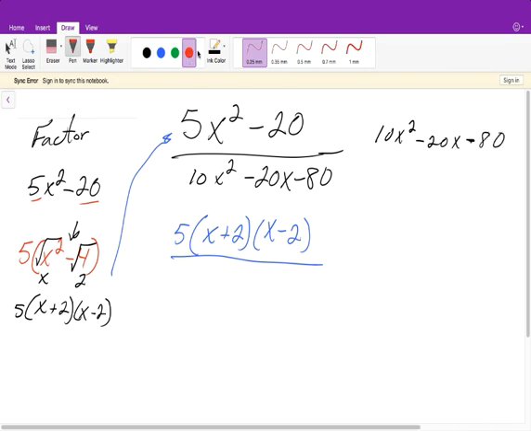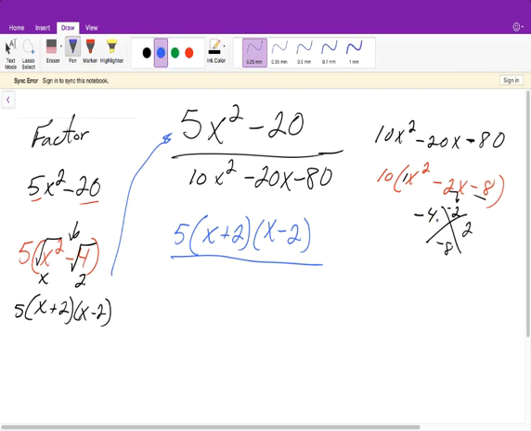So all of these numbers are divisible by 10, so we can factor out a 10. So x² - 2x - 8. Then we need to factor out this trinomial. So since we multiply our 1 and our negative 8, so it's negative 8, the negative 2 just drops. Numbers that multiply to negative 8 and have a difference of negative 2 is negative 4 and 2.